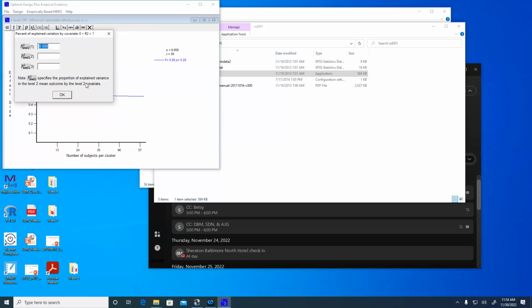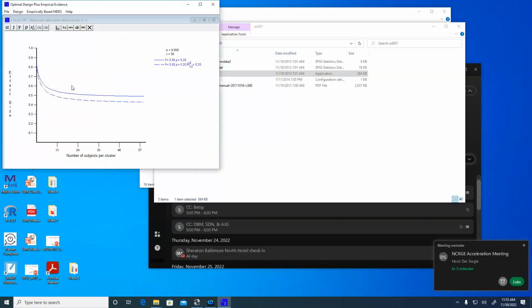0.25 means that the correlation between the covariate and the outcome is what? Put in 0.25. What's the correlation between the covariate and the outcome? 0.5, right? Because 0.5 squared is 0.25. So just remember, it's a correlation squared, right? So let's put that in, 0.25, and that's a pretty decent size, right?